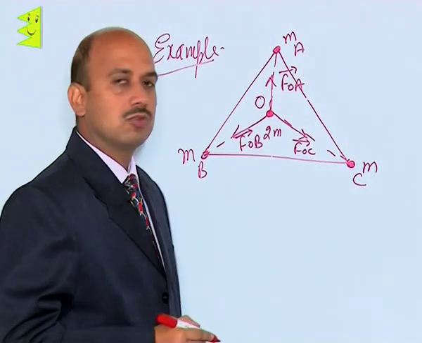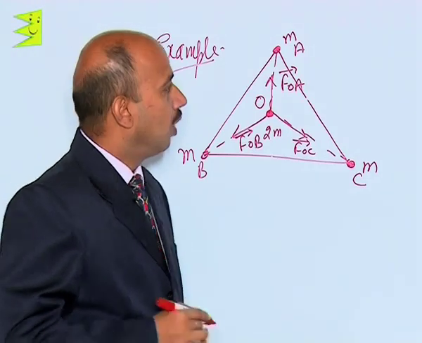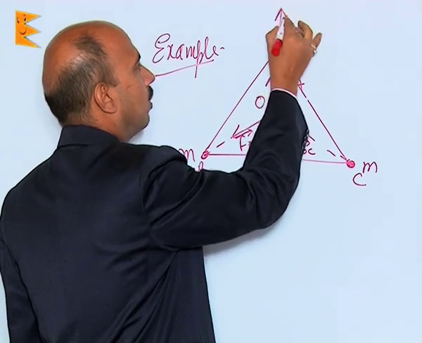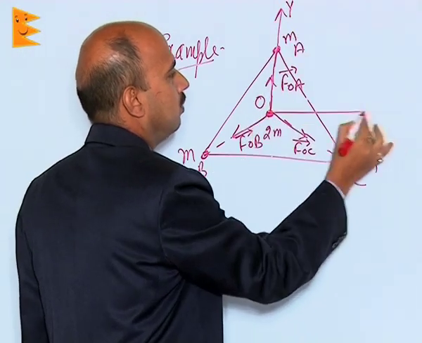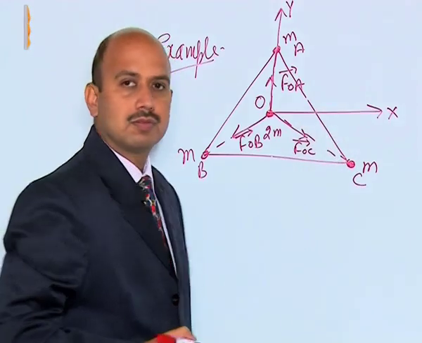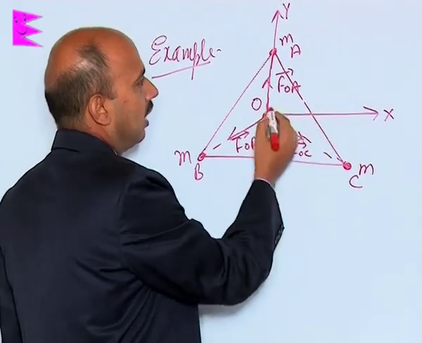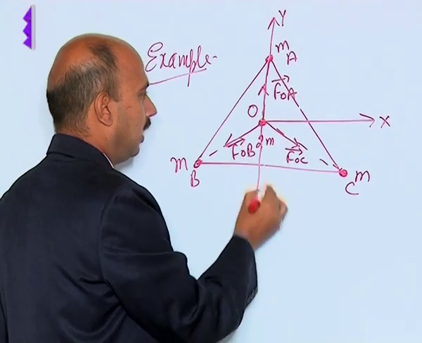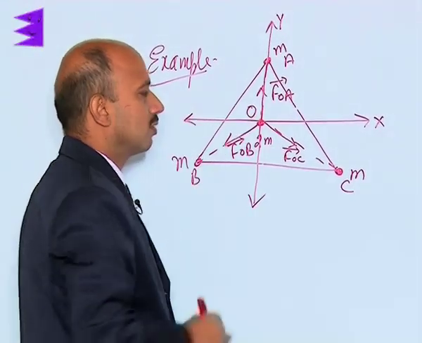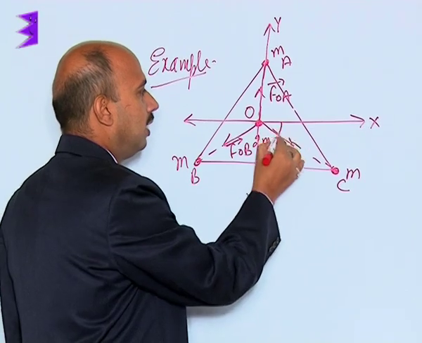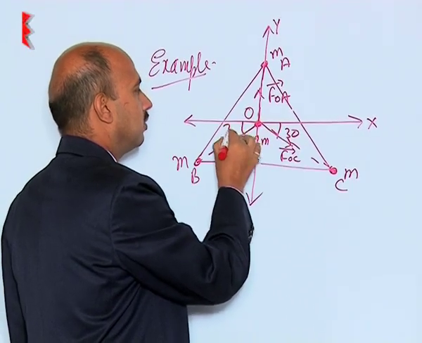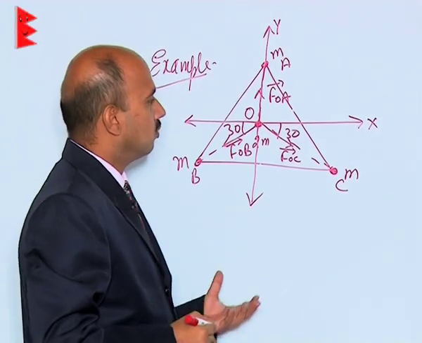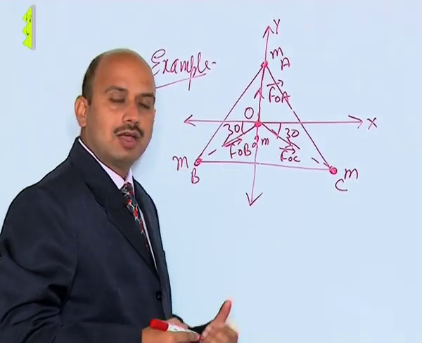So there are three forces. Now if I take this point as origin, and this we take as the y axis and this we take as the x axis, obviously this side is the negative y, and this is the negative x. This angle is 30 degrees and this angle is 30 degrees. Now we have to find the total force on the mass 2m placed at O.